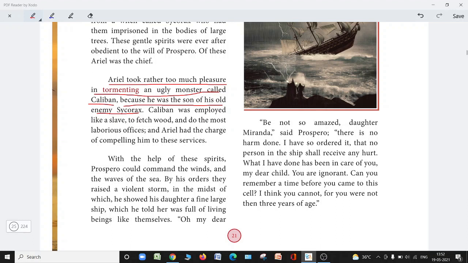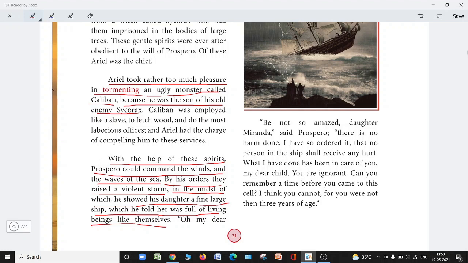This fellow, the ugly monster Caliban, was given a lot of work and he was treated as a slave. He was asked to do all sorts of work like fetching wood from the forest and doing all the laborious offices. With the help of these spirits, Prospero could command the wind and the waves of the sea. By his orders, they raised a violent storm, in the midst of which he showed his daughter a fine large ship, which he told her was full of living beings like themselves.